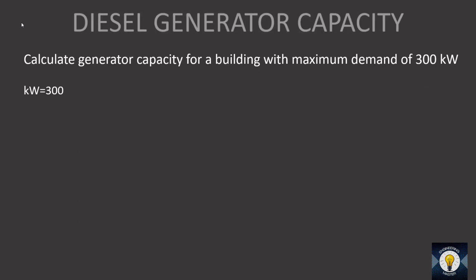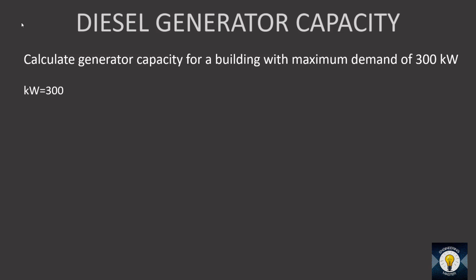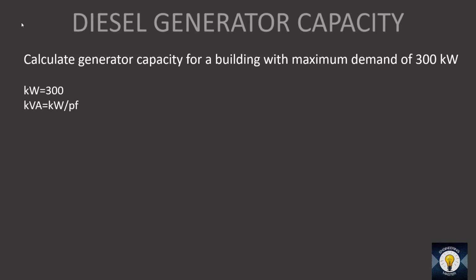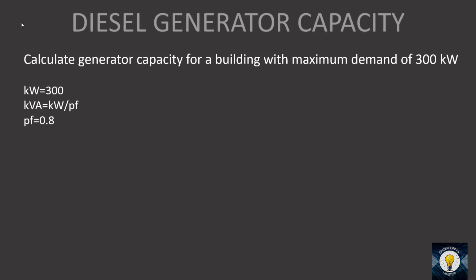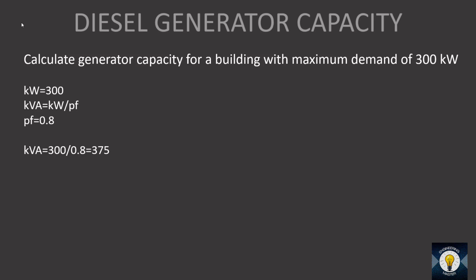We know our kilowatt maximum demand equals 300. So we are converting maximum demand into kVA. kVA equals kilowatt divided by power factor. So power factor for DG calculation is 0.8. The maximum demand in kVA equals 300 divided by 0.8. That will be 375 kVA.